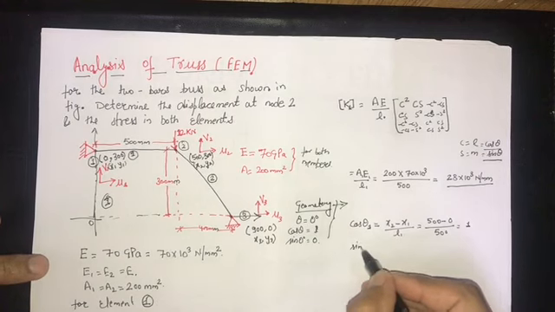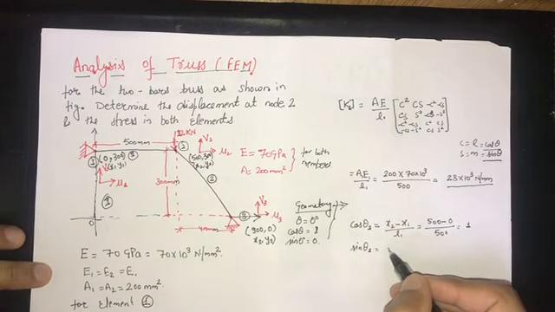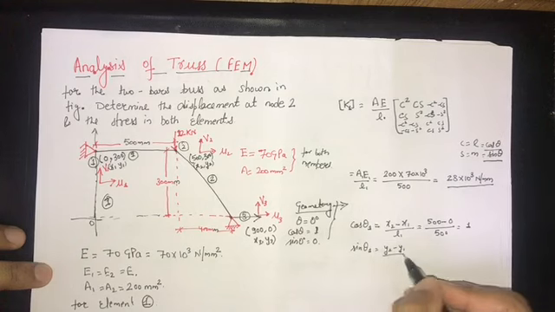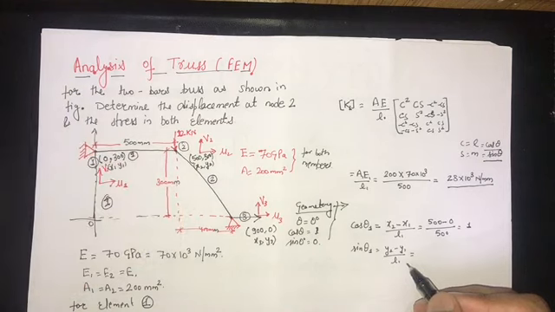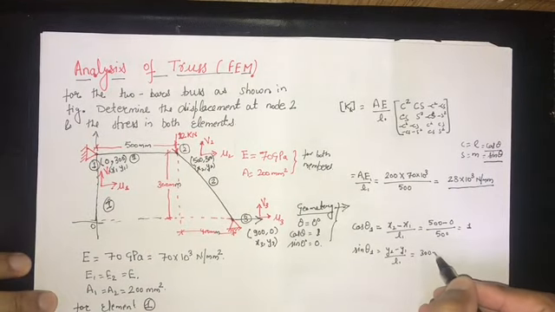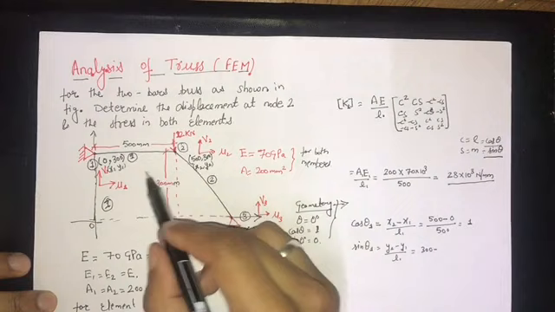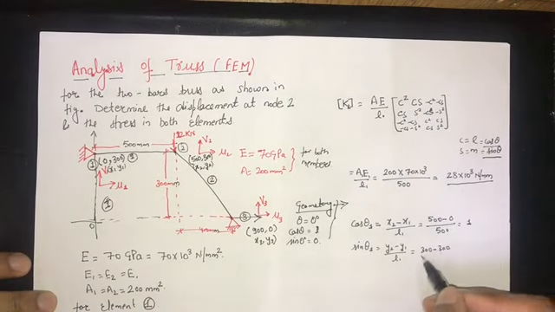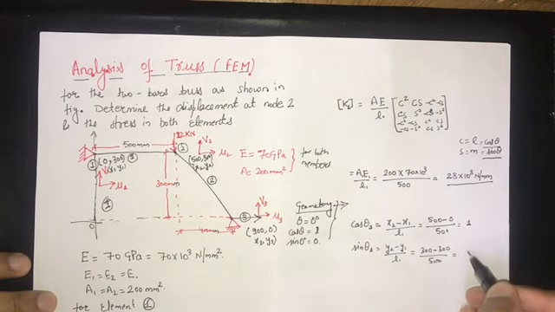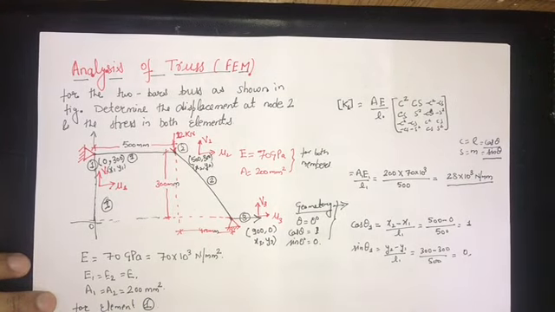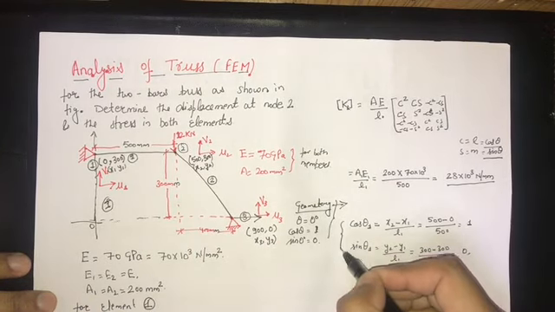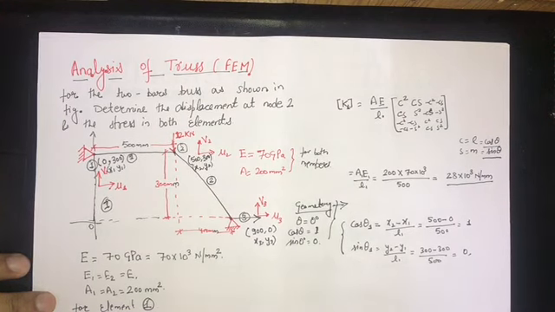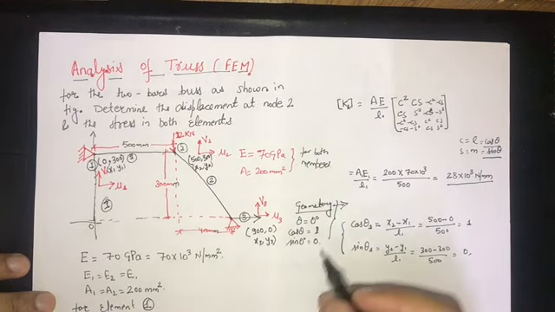Similarly for sin theta 1, you have y2 minus y1 upon L1. So here y2 is 300 minus y1. y1 is again 300, upon length, that is 500. So which is equal to 0. Now this is the second method to calculate the cos and sin theta for element 1.